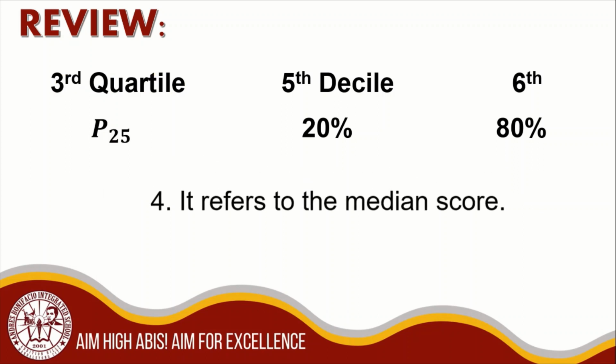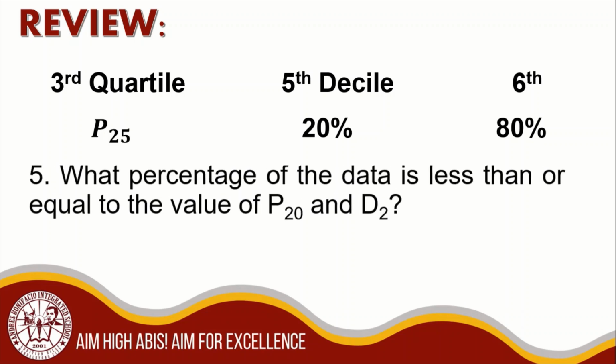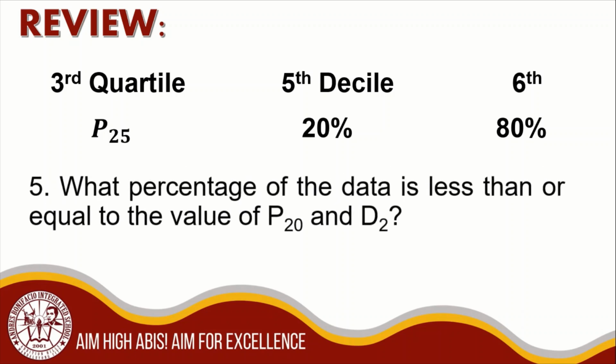Number 4. It refers to the median score. The answer is correct, 5th decile. 5th decile divides the data into 2 equal parts. Kapareho siya ng median score. And for the last question, what percentage of the data is less than or equal to the value of percentile 20 and decile 2? And the answer is 20%.